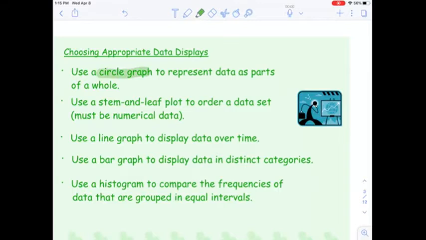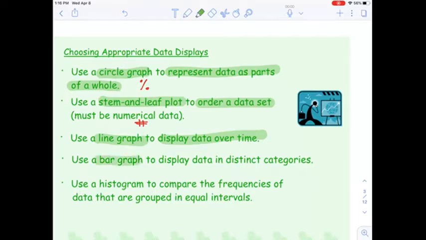You use a circle graph to represent data as parts of a whole. So if you're given percents or things that add up to 100, add up to a whole, you would use a circle graph. You use a stem and leaf plot to order a data set. So you use a stem and leaf plot to put data in order. It must be numbers. That's what numerical data means. You use a line graph to display data over time. So if you're keeping track of something over hours, days, months, or years, you're going to use a line graph to show that.